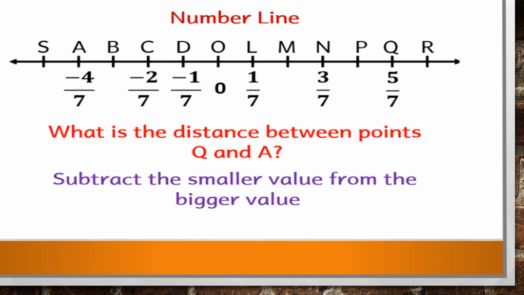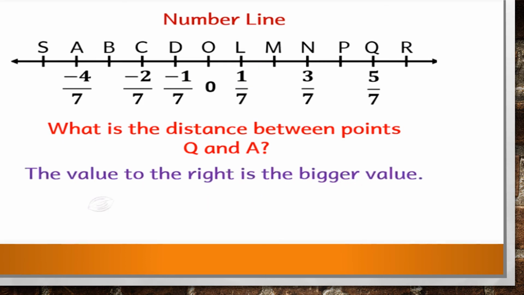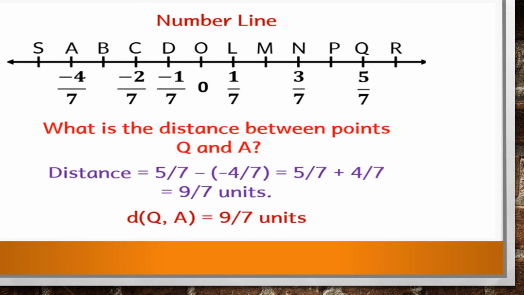Okay, so we know what exactly we're supposed to do to find the distance. Subtract the smaller value from the bigger value. Now the value on the right is the bigger value. Okay, so I will just quickly mark it so that it becomes clear to you. This is my bigger value, that is 5 upon 7, minus the smaller value of A, that is on the left side, that is this.